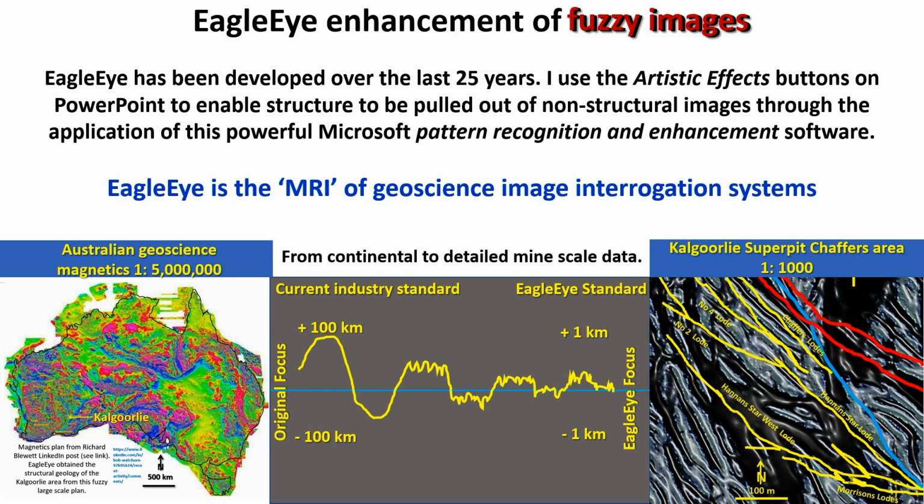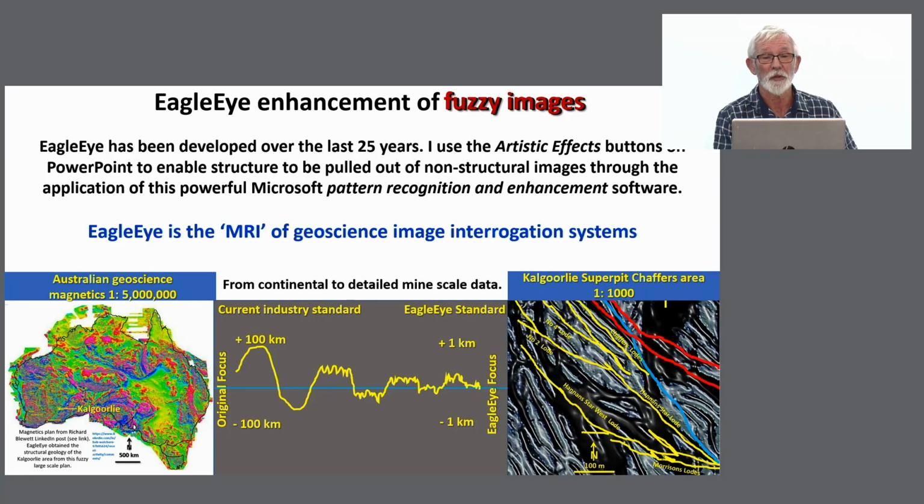I consider EagleEye as the MRI of geoscience image interrogation systems. In other words, from that plan, that's 500 kilometres, I can get down to 100 metres and get good resolution with the lodes on the Golden Mile. I'd like to know if anybody else has got a system that does that.